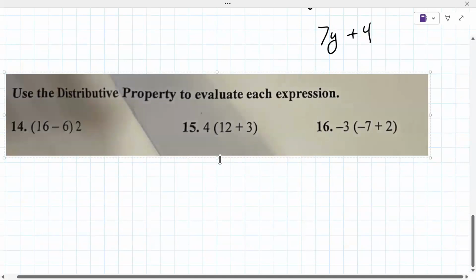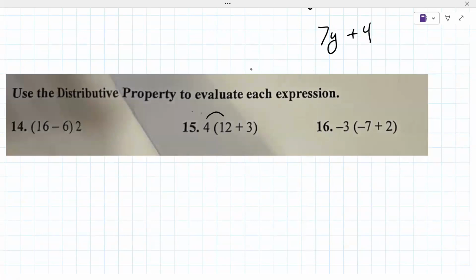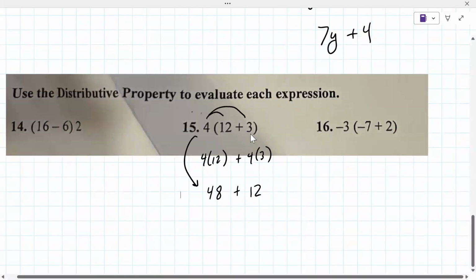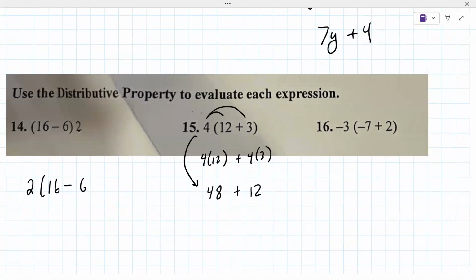All right, the next grouping of questions is the distributive property, and you're multiplying whatever numbers on the outside. So 15 is really where we should start. You're multiplying the number on the outside by what's on the inside. So it's 4 times 12, and it's better if you can just write the answer, 48 plus 12. It's better to do that than to write this intermediate step, but sometimes you have to do that. Now, it's weird when the number's on the right. It's usually on the left.